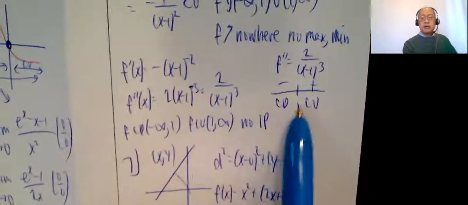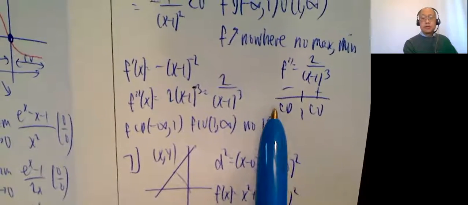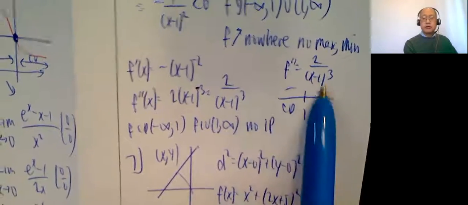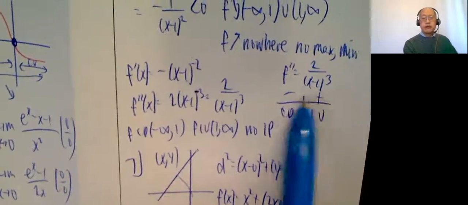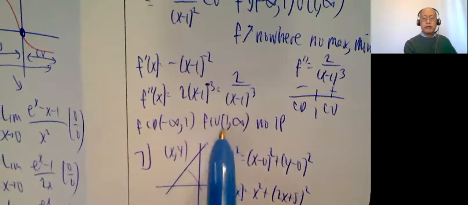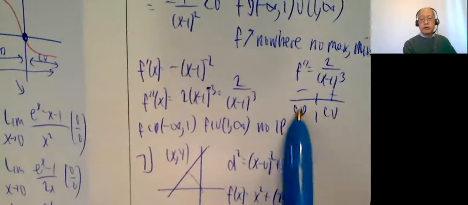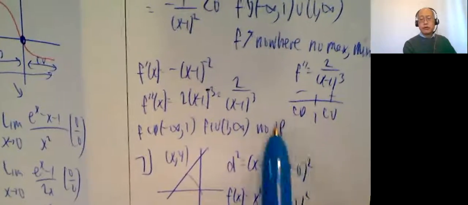Okay, so sign chart, lay down the 1, plug in 0, negative, plug in 2, positive. So the function is concave down from negative infinity to 1, concave up from 1 to infinity. You do not have an inflection point. There is a change in concavity, but you don't have a point. So if you don't have a point, you don't have an inflection point.